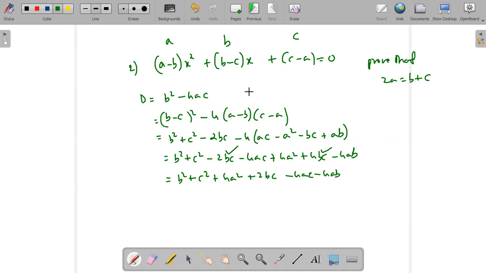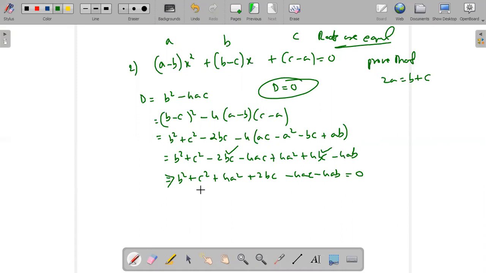And if you read the question, it is given that the roots are equal. If the roots are equal, that means the discriminant is 0. Last time I explained in the previous case: if the discriminant is greater than 0, roots are real and distinct; if it is equal to 0, roots are real and equal. So here the roots are given equal, so the value of d is 0. That means I can equate this to 0.